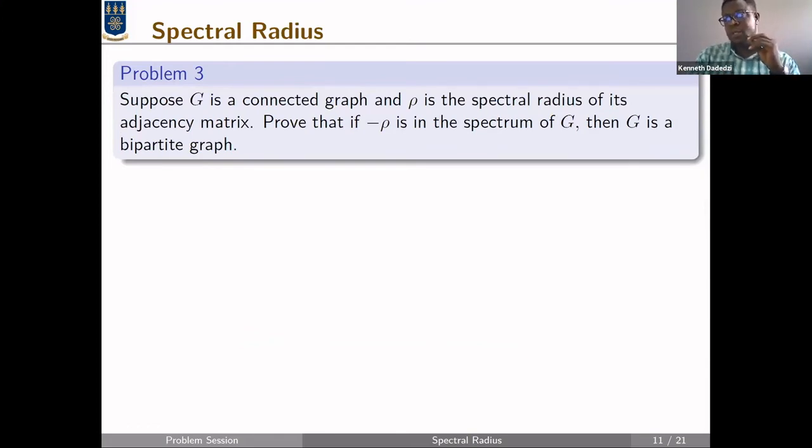Our third problem is more like a characterization of the spectrum having the spectral radius and its negative. If the graph is bipartite, then the spectrum is symmetric about 0. So if lambda is an eigenvalue, then minus lambda is an eigenvalue. But this is the other way around. If we only know that the negative of the spectral radius is in the spectrum, then we could conclude that it is a bipartite graph.